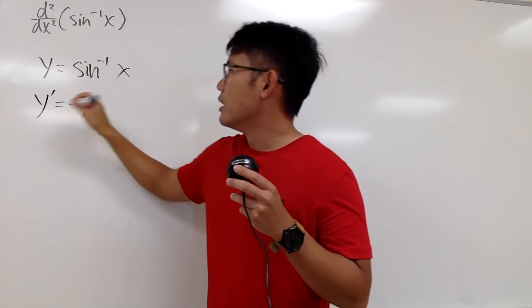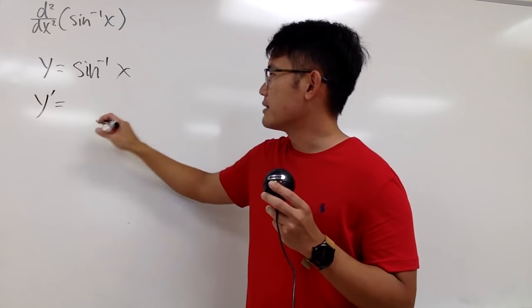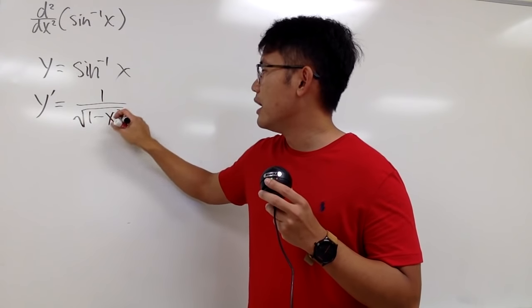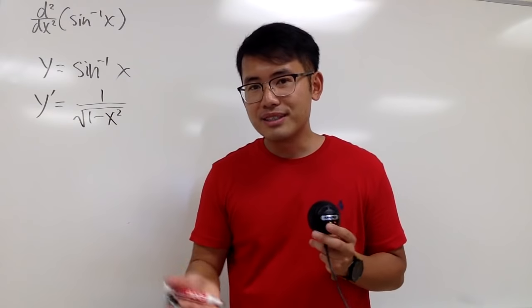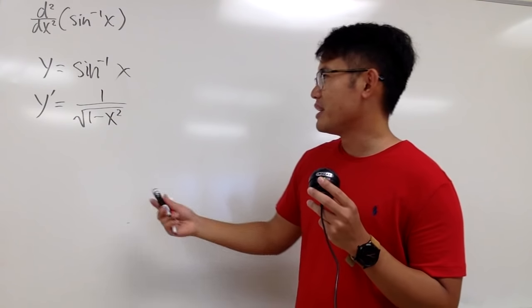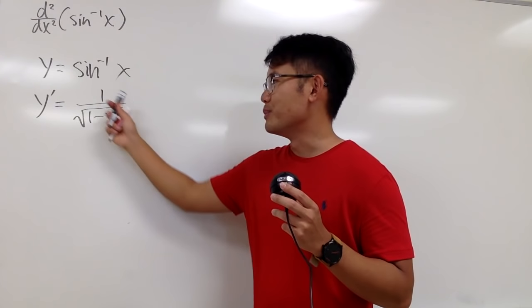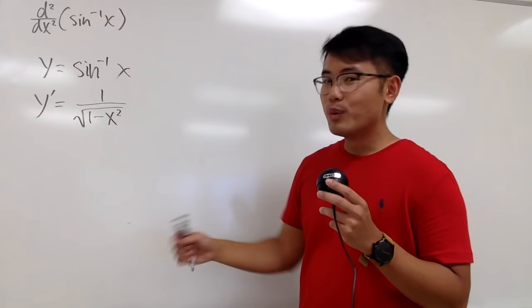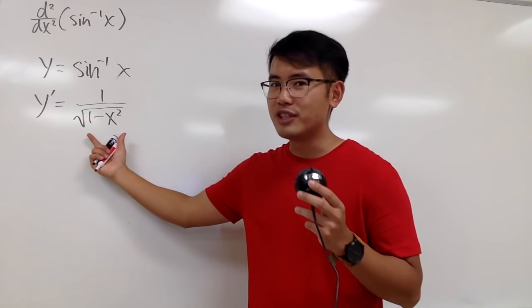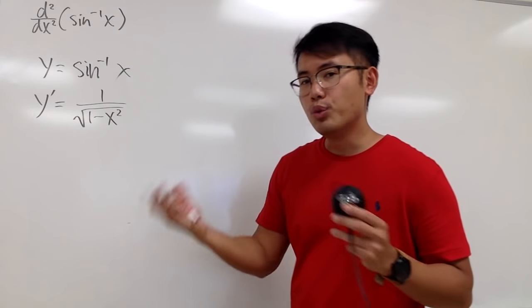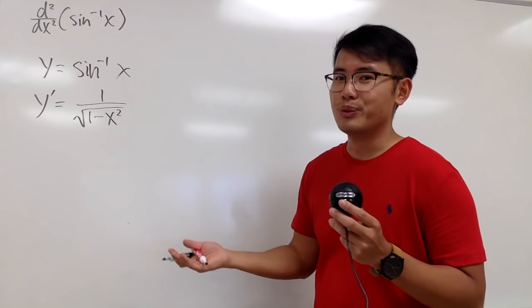Y prime, the derivative of inverse sine x is 1 over square root of 1 minus x squared. As long as the question doesn't ask you to prove this from scratch, you can just put down the derivative of inverse sine x to be this right here. And for the second derivative, we just have to look at this and differentiate again. But if you look at this as how it is, you will have to use the quotient rule.